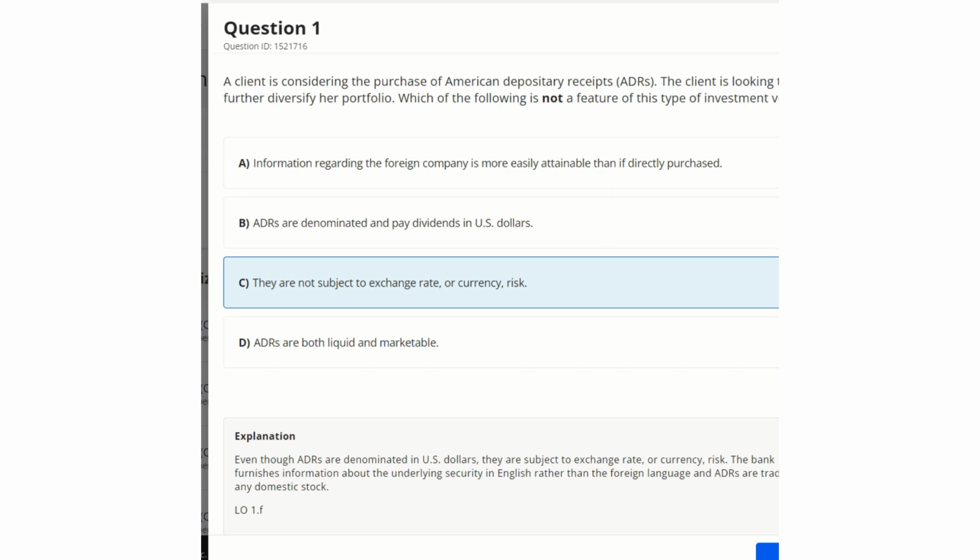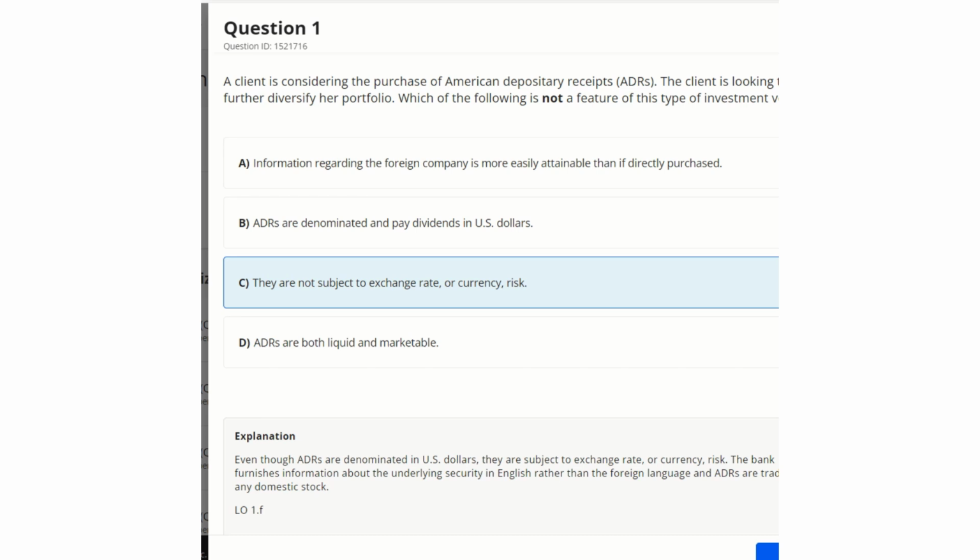A, information regarding the foreign company is more easily attainable than if directly purchased. B, ADRs are denominated and pay dividends in US dollars. C, they are not subject to exchange rate or currency risk. Or D, ADRs are both liquid and marketable.